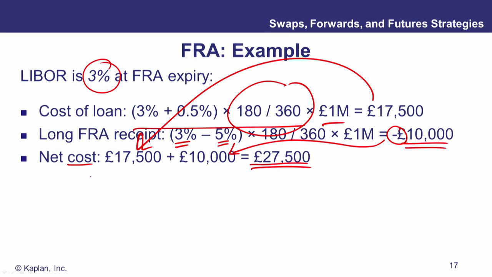Now, because we knew it was going to be that. But don't forget that the FRA receipt, the amount that we can imagine happening at the end of the period, would in reality be discounted back to the start of the period, the start of the borrowing period.